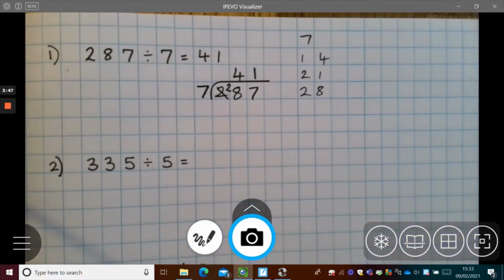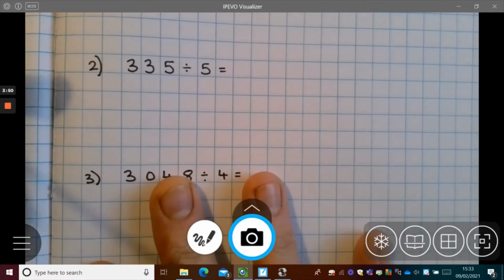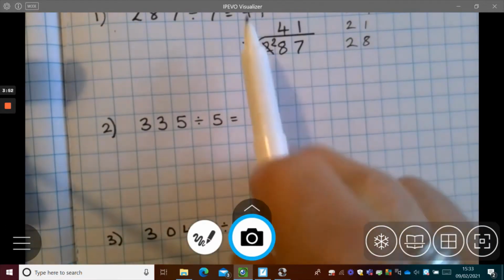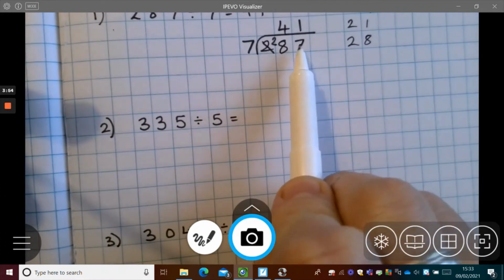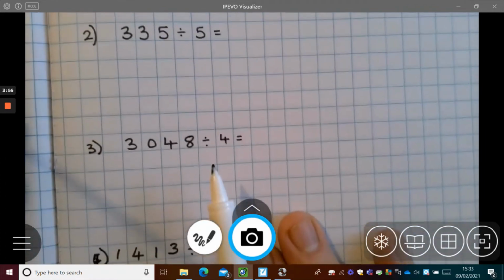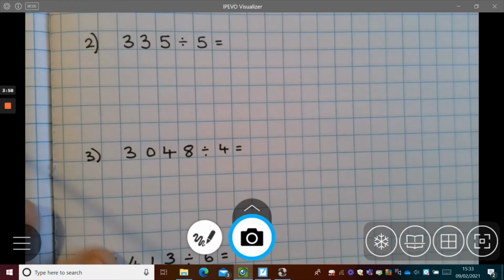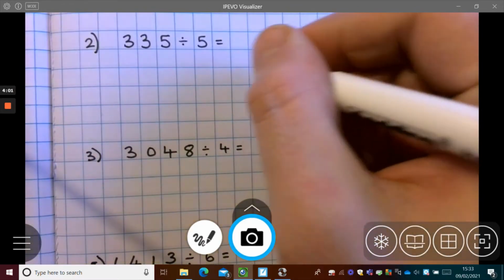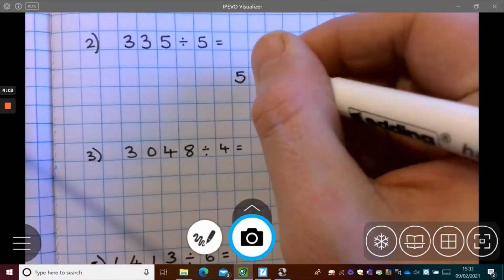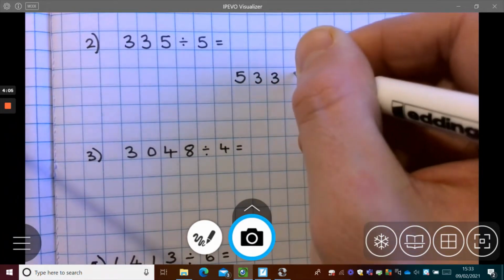So that's our first type of division today, where we had to bring something we couldn't divide into across into the next column. Now let's look at 3-digit divided by 1-digit. It's exactly the same layout. You can divide by 5, and I've got 335.